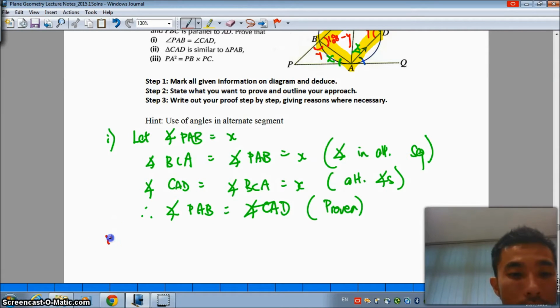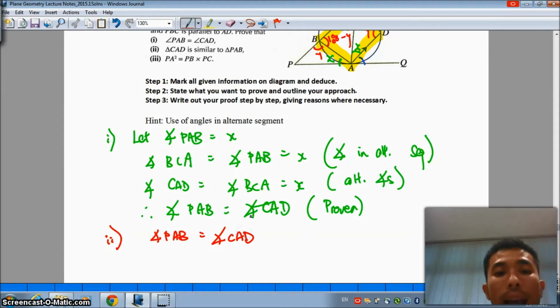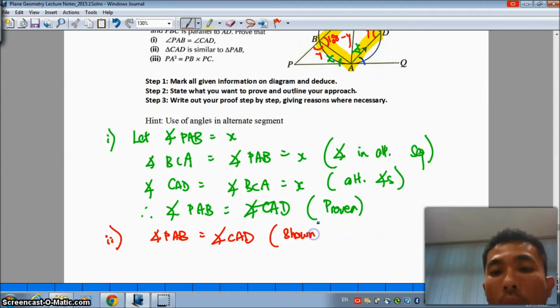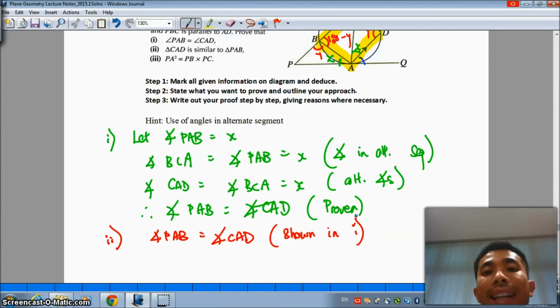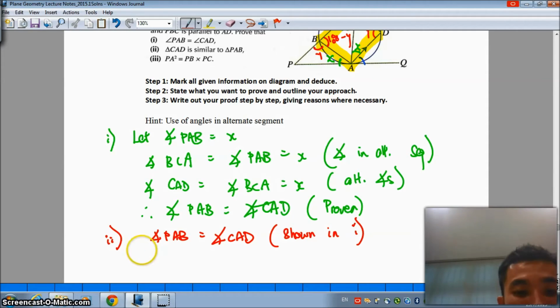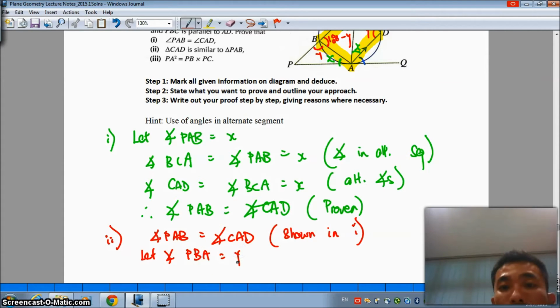First, in part 2, the first thing: these two angles are the same, and that is shown in part 1. So I don't have to rewrite all my working all over again. Next, I need the other angle which I just defined. Let angle PBA be equal to y.